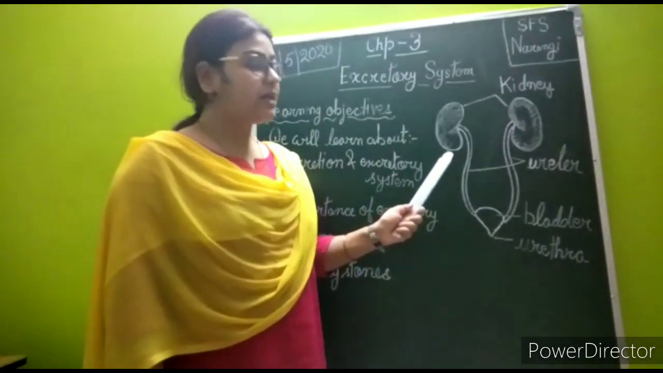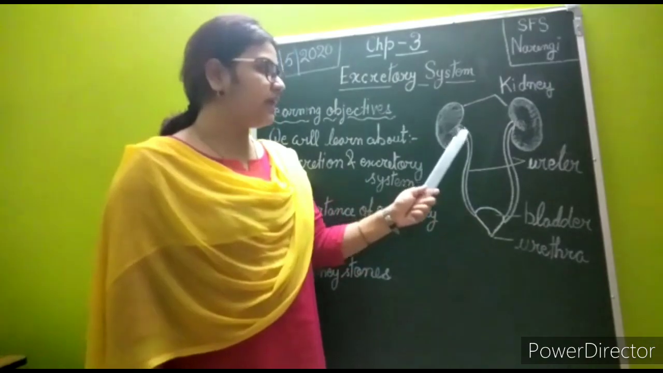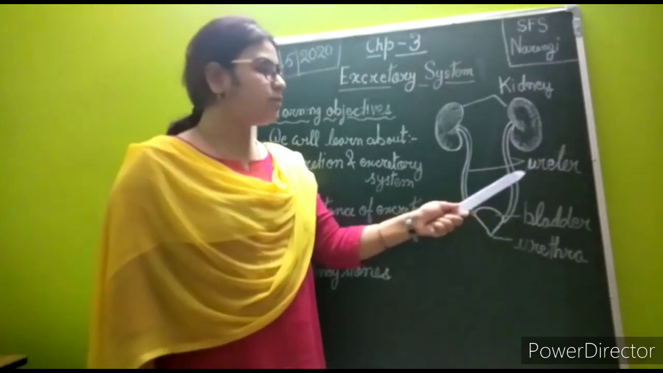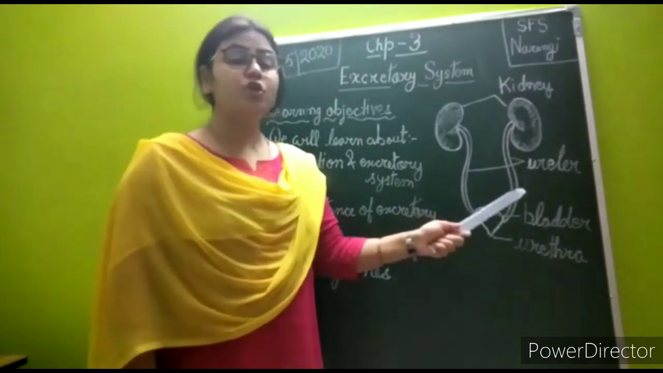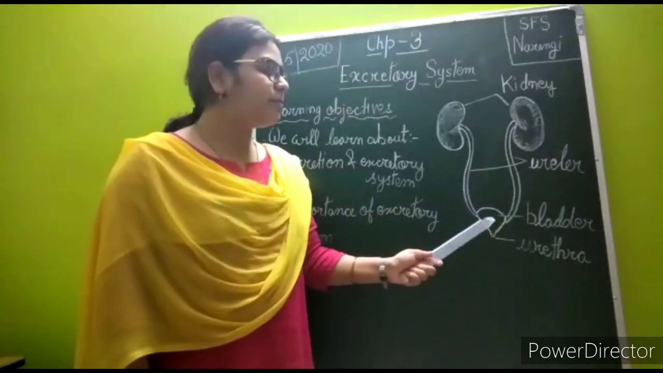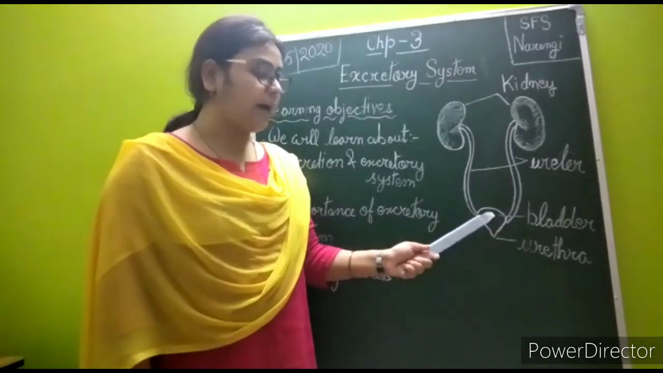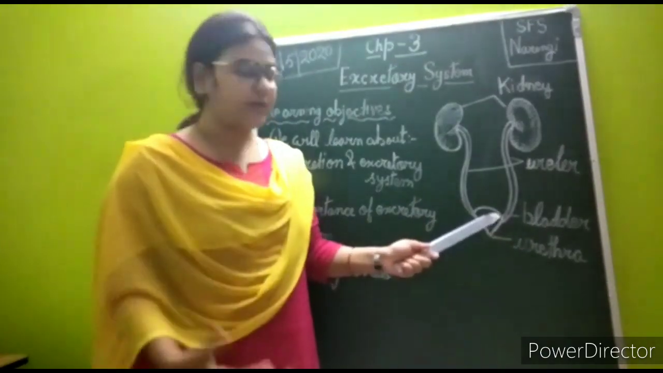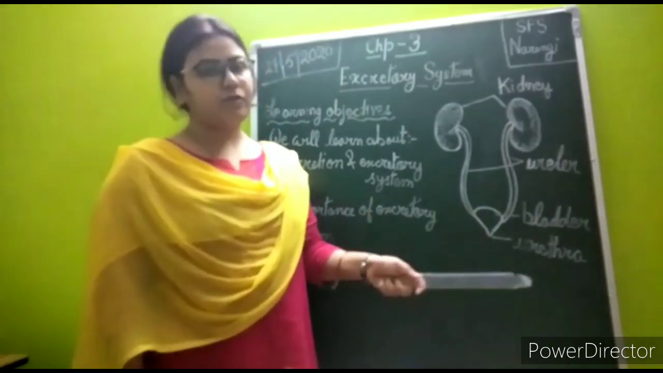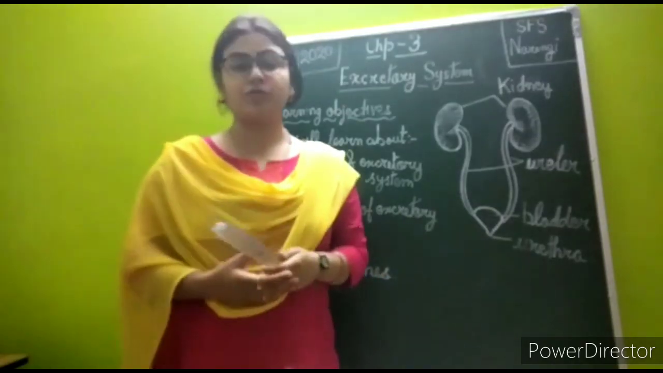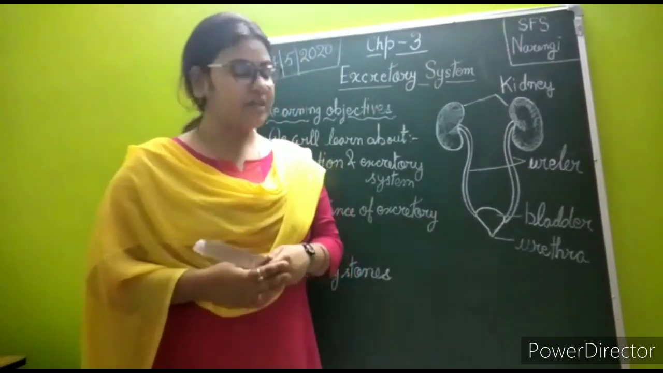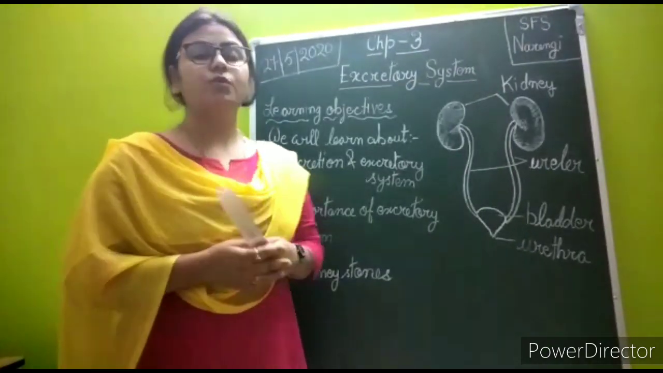The waste materials get collected in the kidney, and from the kidney it moves to the bladder through the ureter. What is the ureter? These two long, tube-like pipes are known as the ureter. They carry the waste materials to the bladder, and when the bladder gets filled up, that is when we feel the urge to go to the toilet, and the waste materials are excreted out of the body through the urethra.